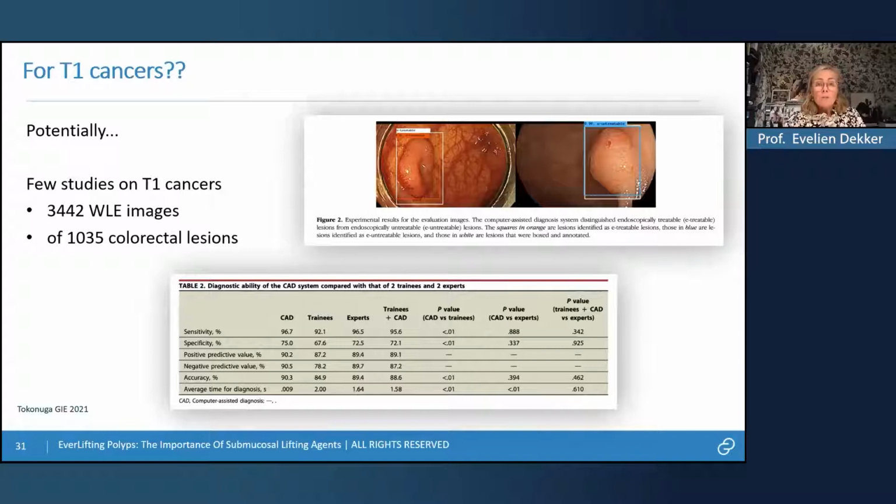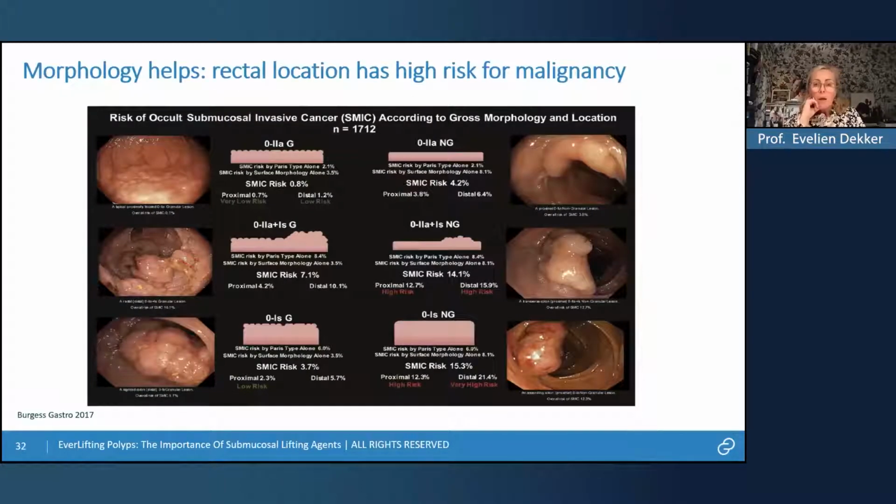So how about the early cancers? Well, maybe we can be helped by computers there as well, but probably this is also going to be more difficult. This was an early study. Few studies have been performed so far, but in these cases, actually, the system was as good as experts and better than trainees. So I definitely think there is a way forward there as well.